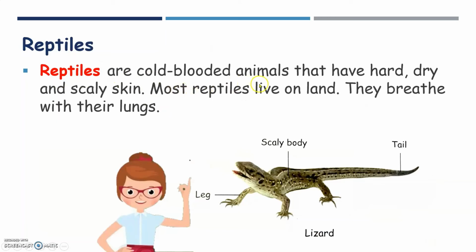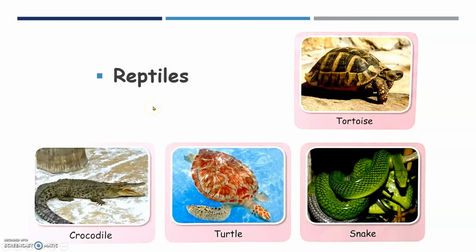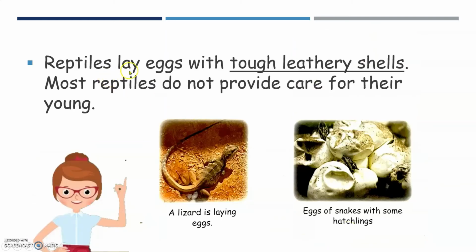Reptiles are cold-blooded animals that have hard, dry, and scaly skin. Most reptiles live on land. They breathe with their lungs. Some examples of reptiles: tortoise, crocodile, turtle, snake. Reptiles lay eggs with tough, leathery shells. Most reptiles do not provide care for their young. A lizard is laying eggs. Eggs of snakes with some hatchlings.